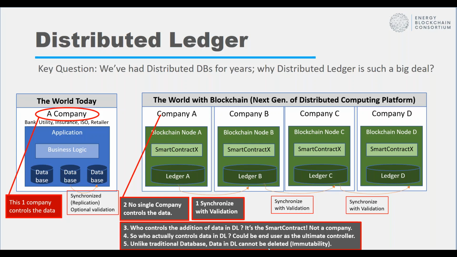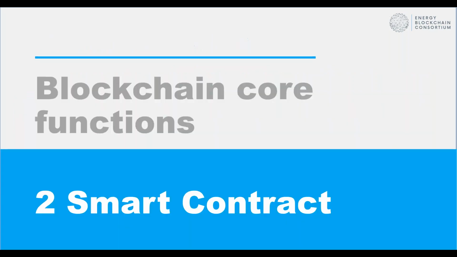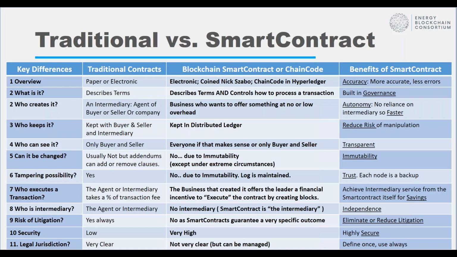So unlike other traditional databases, data in distributed ledger cannot be deleted. Yes, we have organizations who have those rules, but as a foundational attribute of a distributed ledger, data is immutable. Thou shalt not delete the data because it is undeletable. All right, so that's your distributed ledger.